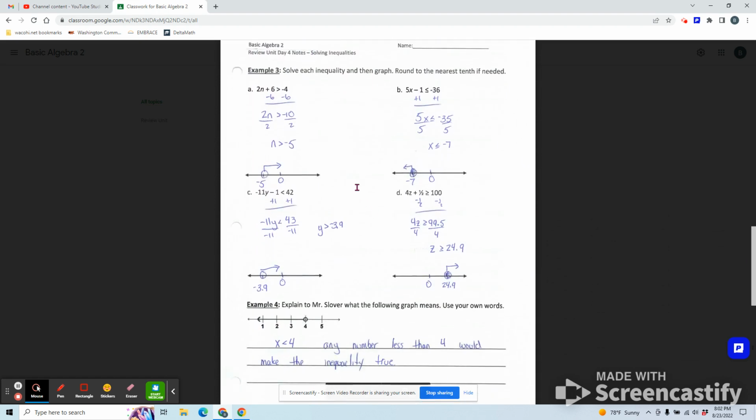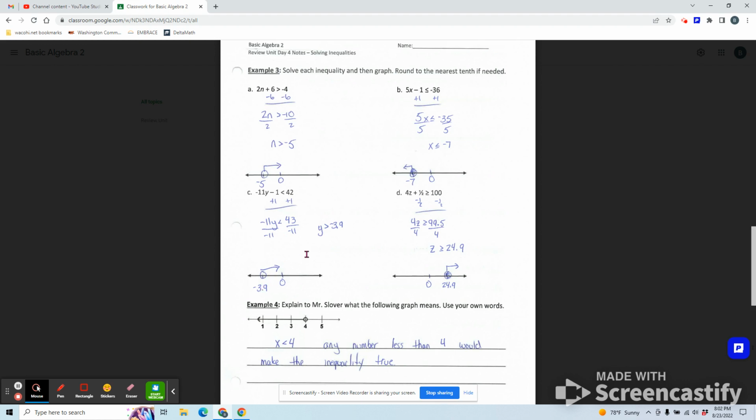Here's some more examples. These are just two-step equations, but we do the same thing. So let's look at letter C. I start by adding 1. Negative 1 plus 1 cancels. I'm left with negative 11y is less than 43. And now I'm dividing by a negative. So I divided by a negative. I switch that sign from a less than to a greater than. And there's my switching of the sign, going from less than to greater than.